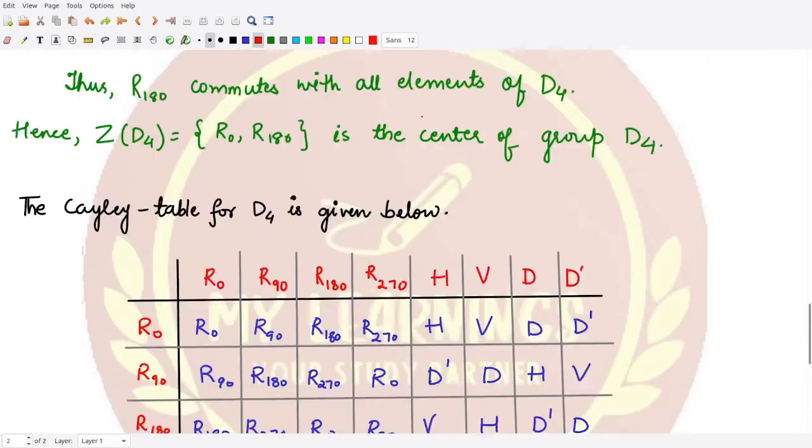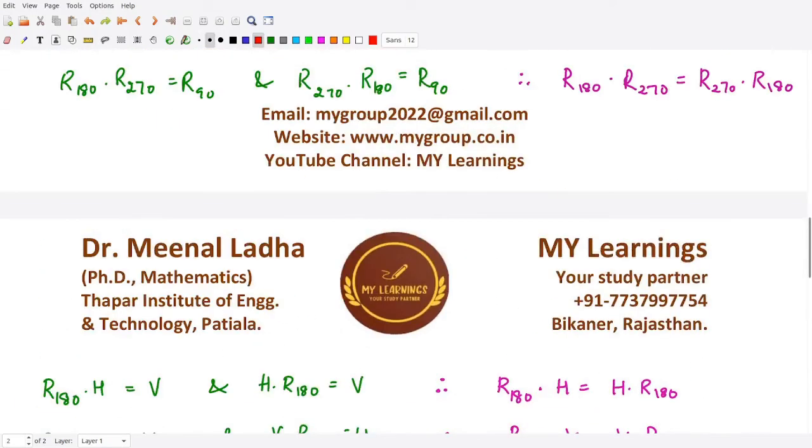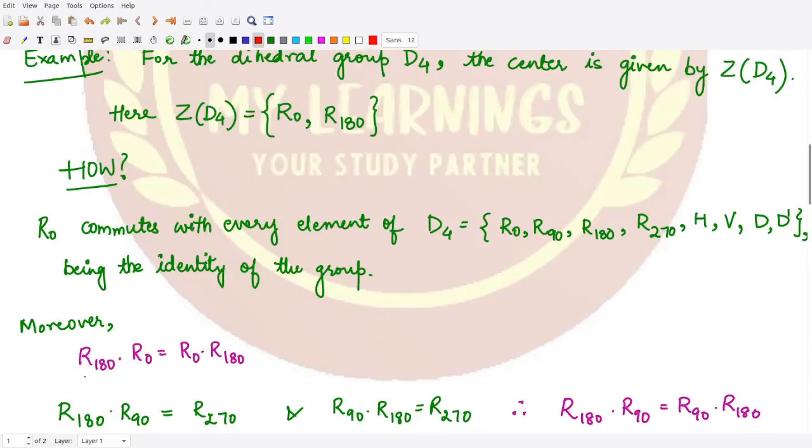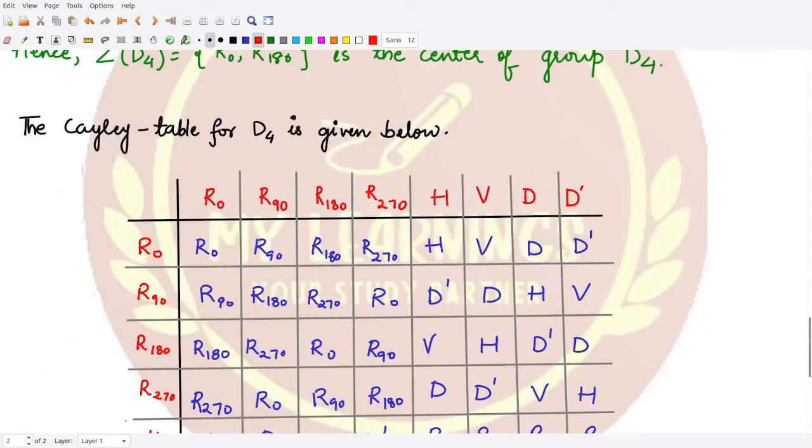Once you have this Cayley table, we want to see the commutativity of R180. Let's see it with all the elements. R180 with R0, R0 being the identity, will give you the answer R180 only, so both of them are equal. However, we may see this through the Cayley table. We have 180 here, its composition with R0, and the answer is R180. We may see it the other way around: R0 composition with R180 is also R180.